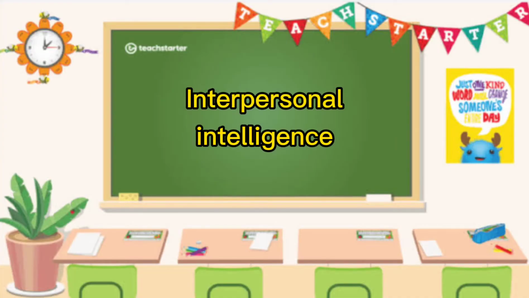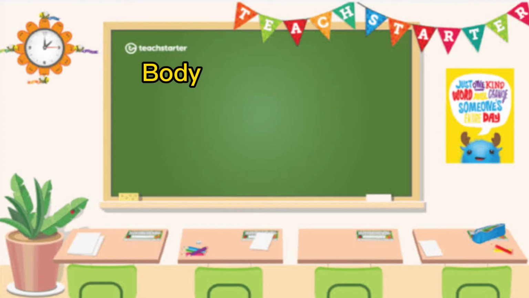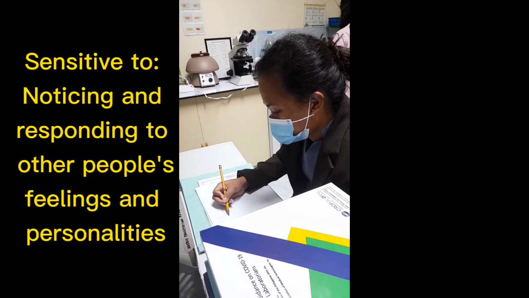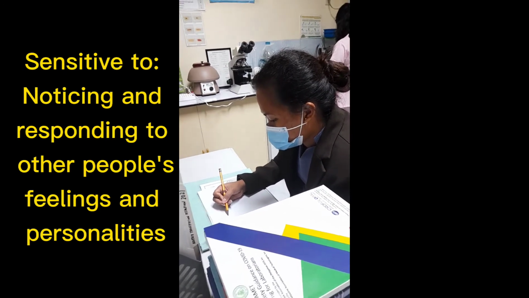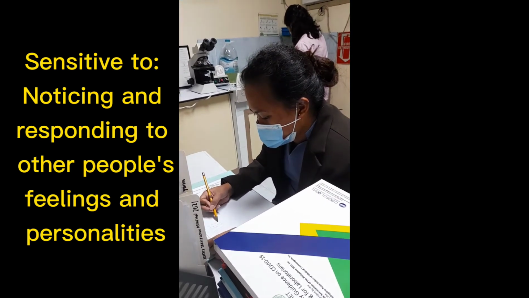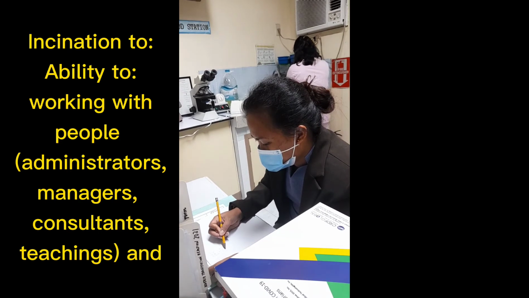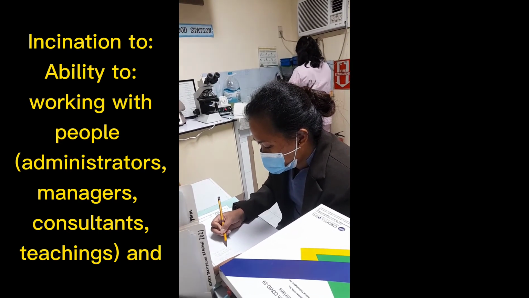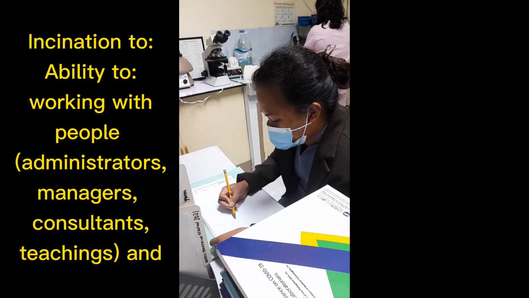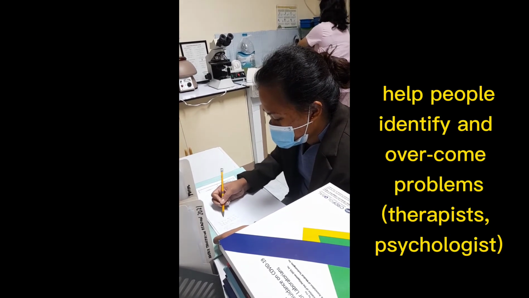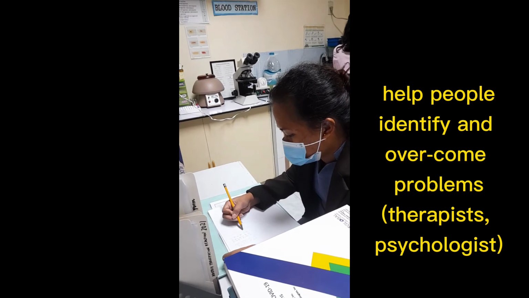Interpersonal intelligence: body language, moods, voice, and feelings. Sensitivity to noticing and responding to other people's feelings and personalities. Inclination to ability to work with people, administrators, managers, consultants, teachers, and help people identify and overcome problems, therapists, and psychologists.